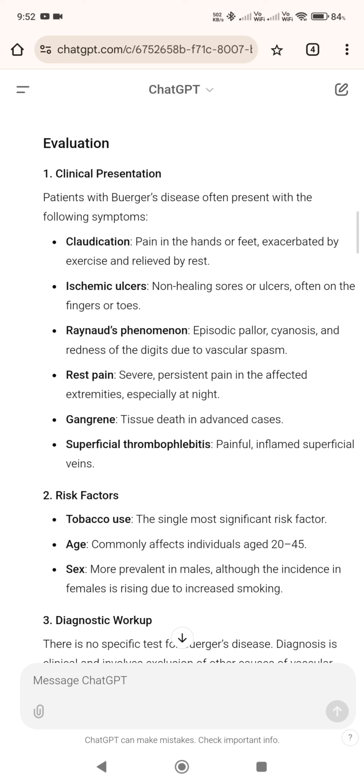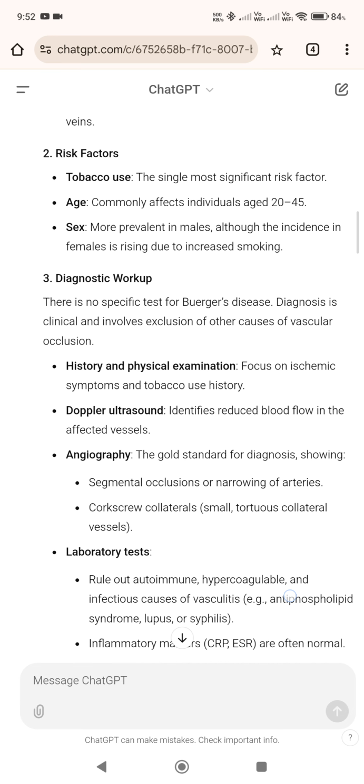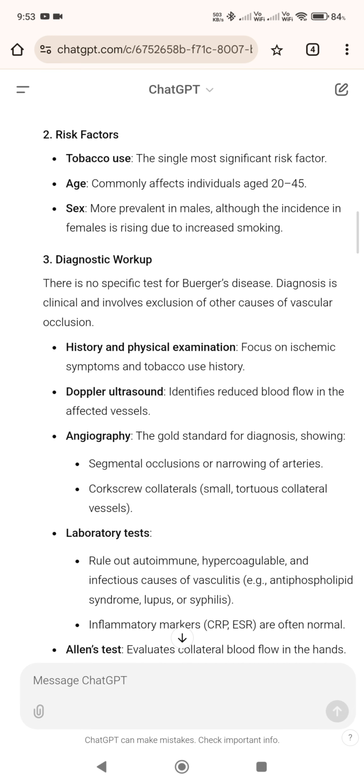2. Risk factors. Tobacco use, the single most significant risk factor. Age, commonly affects individuals aged 20 to 45. Sex, more prevalent in males, although the incidence in females is rising due to increased smoking.